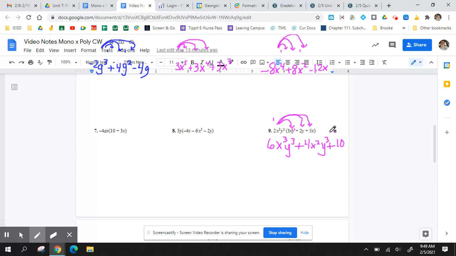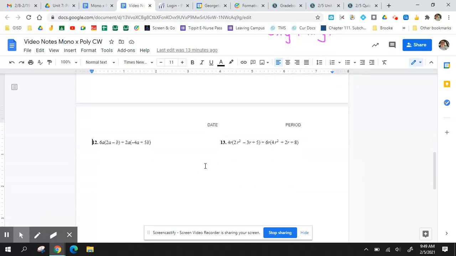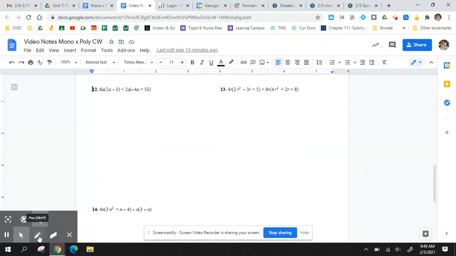And x will add to be x to the third. And your y squared actually comes down because nothing multiplies with it. All right. And for a little bit more difficult, so now we're going to have the same kind of process, but we are going to combine like terms afterward. So I am going to do this first one first.